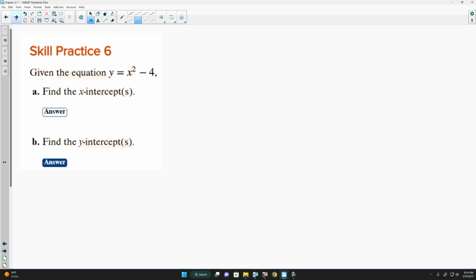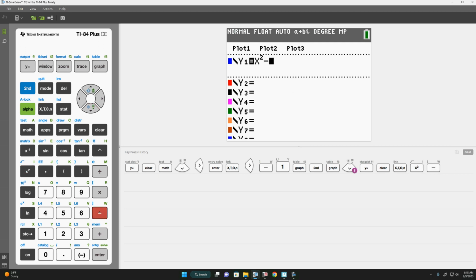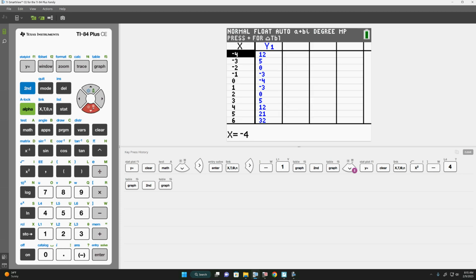Find the intercepts. So given the equation y equals x squared minus 4, find the x-intercepts and y-intercepts. So one thing we can do is say x squared minus 4, graph. So how many x-intercepts do we have? 2. How many y-intercepts do we have? 1. So for the x-intercepts, I can go second table. One of them is at negative 2. The other is at 2.